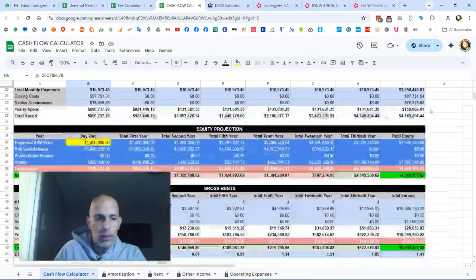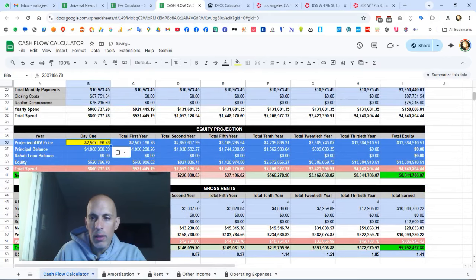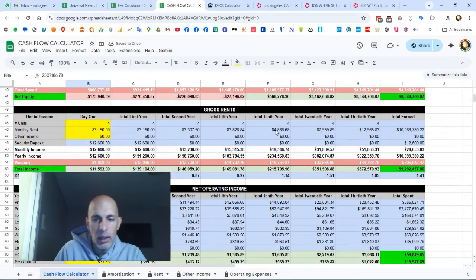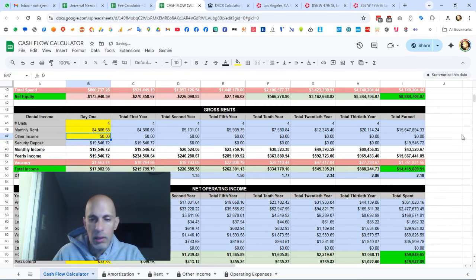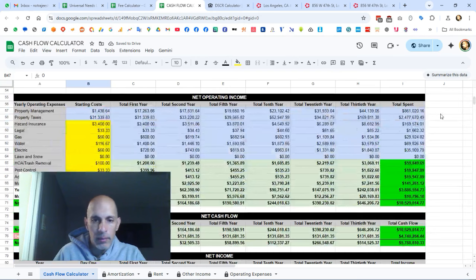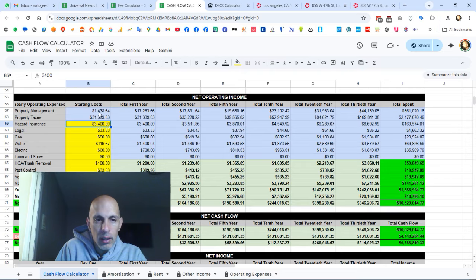So this would give us another 30 years on it, but now we have zero equity in there. In year 10, the rent is 4886.68. Year 10 here, property management is wrong here.